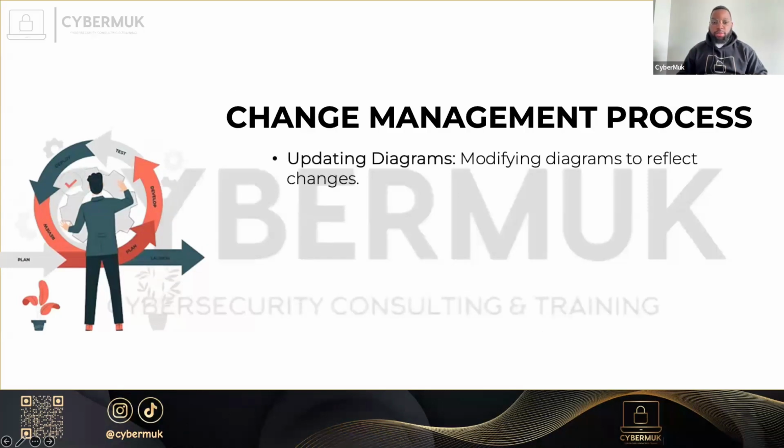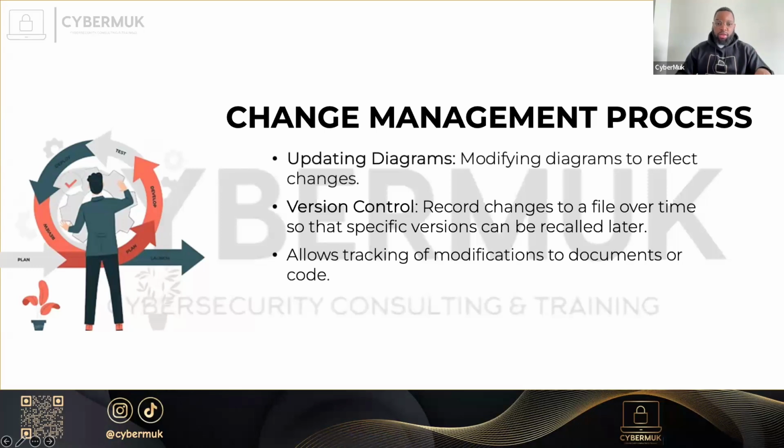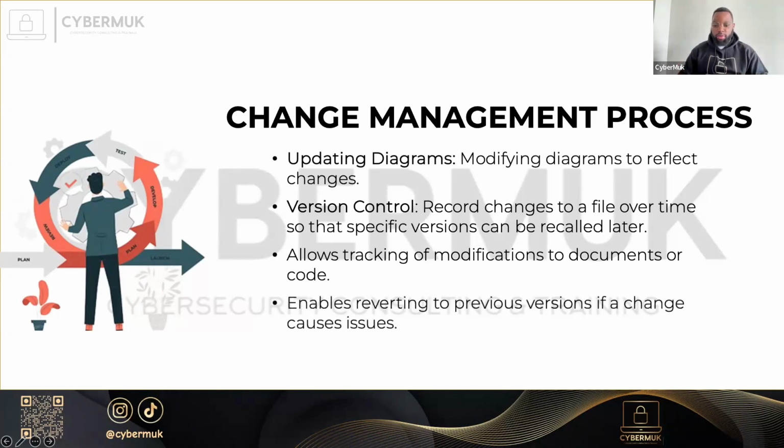It's important during the change management process to update diagrams and documents to reflect the changes. And version control is also very important to record changes over time so that specific versions can be recalled later. So if you make a mistake in one of the versions, in one of the files, you can easily roll back to a previous file. You can track modifications and go back to a more stable version while you're working on fixing the mistakes you made. So with version control, you can revert to a previous version if a change caused any issue.